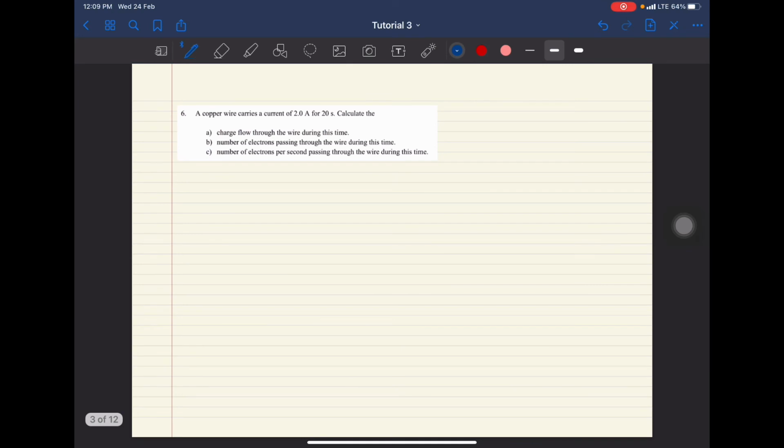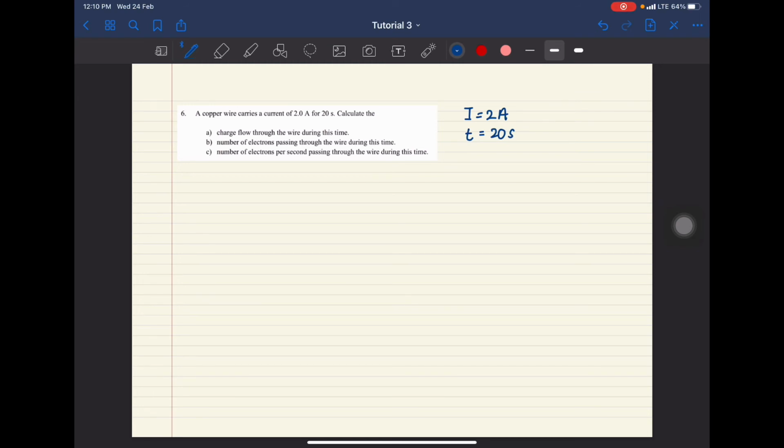For question number 6, this one is a simple question. A copper wire carries a current of 2 ampere. First thing first, you take out the information. I equals 2 ampere, the time is 20 seconds. Calculate the charge flowing through the wire during this time. So they want to find Q.